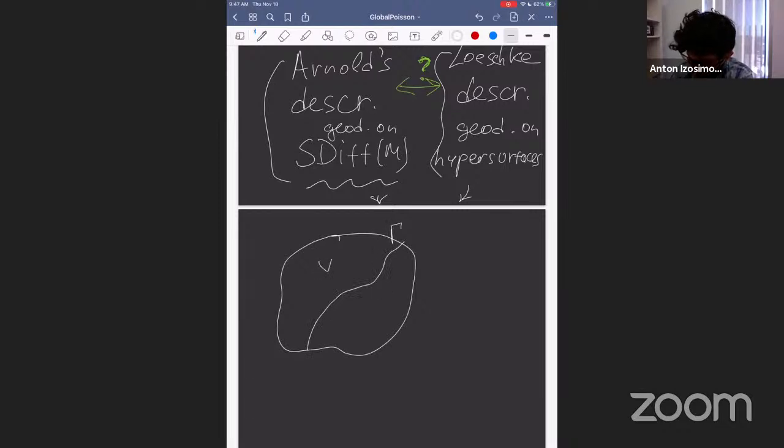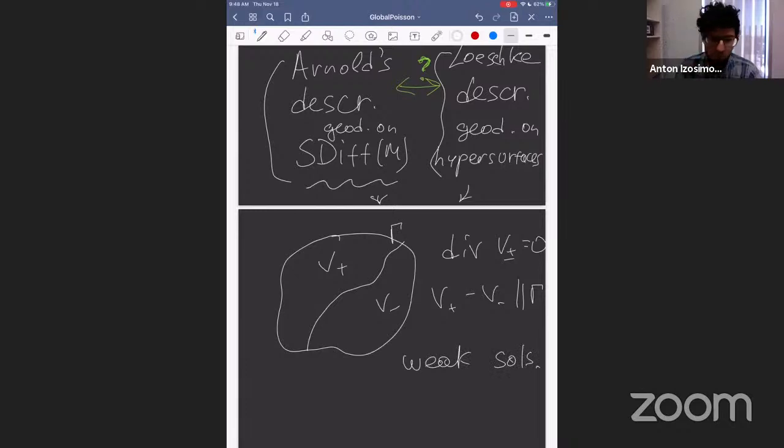So now we'll return to this general situation where we have a vortex sheet gamma, and on two sides of gamma, we have our divergence-free vector fields satisfying our conditions. So the divergence is 0. And also the difference on gamma is tangent to gamma. And now we want to consider weak solutions of the Euler equation in this more general sense. And this clearly generalizes both pictures.